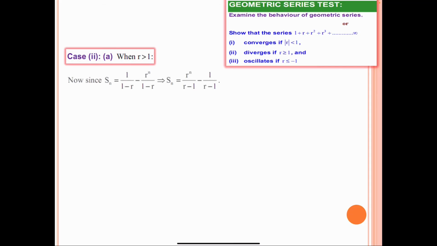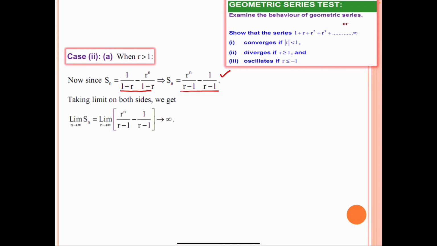So let us consider first case when r is greater than 1. Now what is Sn? Sn can be written as (1 minus r raised to power n) divided by (1 minus r). Now this expression can also be written this way: (r raised to power n over r minus 1) minus 1 over r minus 1. So we can represent Sn like this also. Now taking limit on both sides, we obtain limit n tends to infinity Sn is equal to limit n tends to infinity, and within the bracket r raised to power n divided by r minus 1, minus 1 over r minus 1. This one is second term.